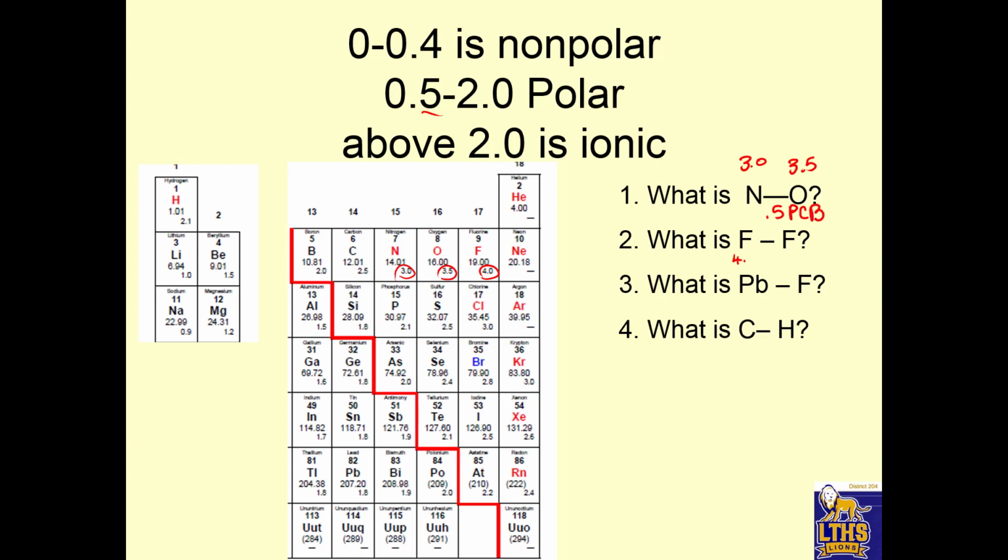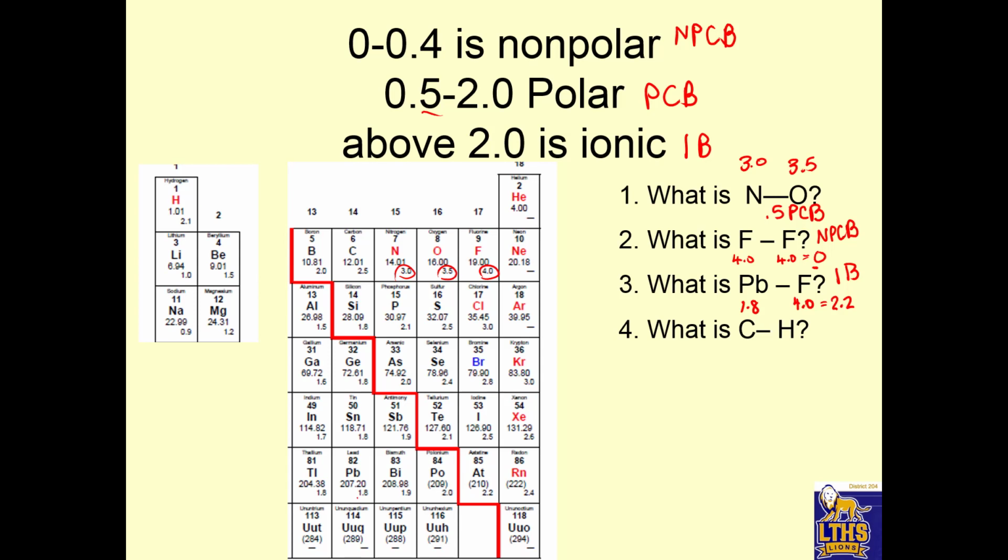FF. Well, we got the biggest, 4.0 and 4.0, so they're going to equally pull on the electrons, because what's the difference? 0. So that's called a non-polar covalent bond. Non-polar covalent bond. Polar covalent bond. Ionic bond. Okay, lead and fluorine. Fluorine's got a 4.0, lead's got a 1.0. It's a 2.2 difference. That's a big difference.